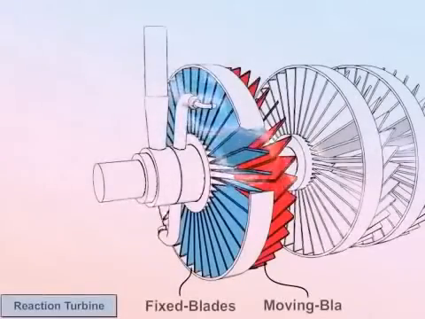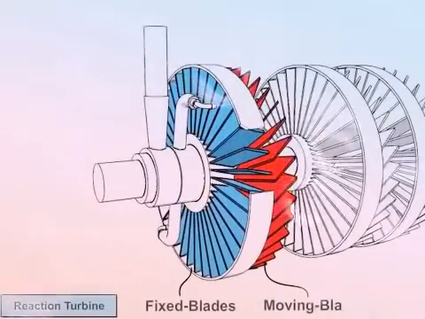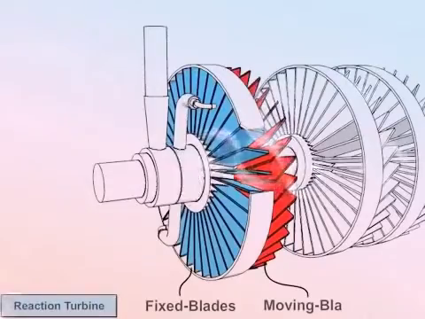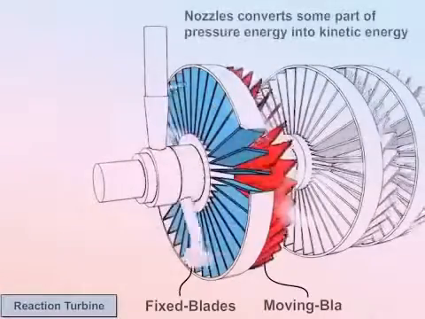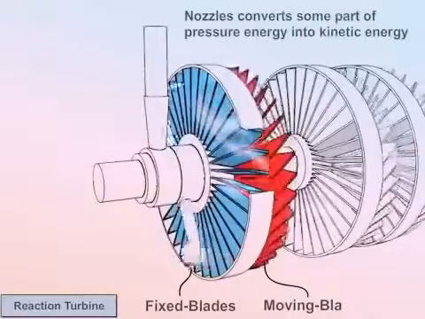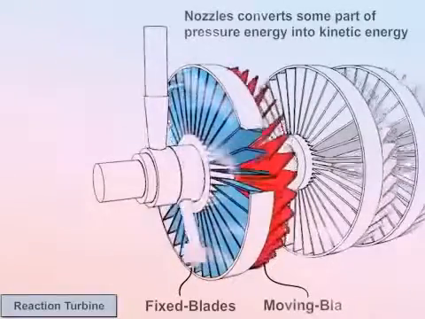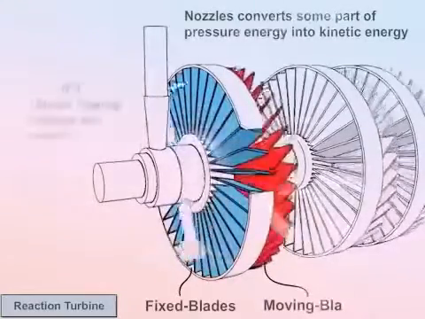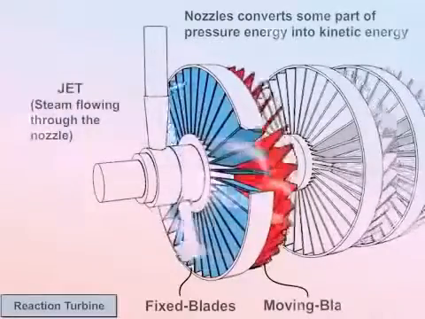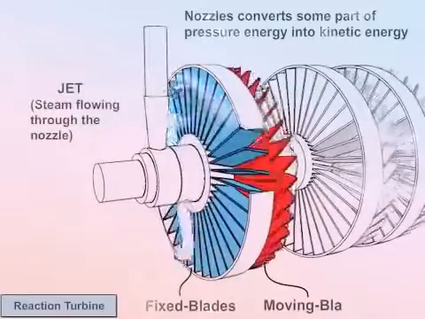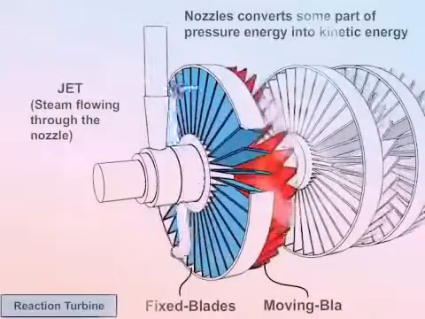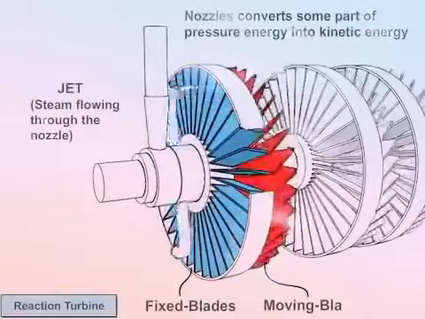Now, let us focus on the working of reaction turbine. In this turbine, the nozzles are attached with the guide wheel. These nozzles convert some part of the pressure energy into kinetic energy. The steam flowing through the nozzle is called a jet. This jet is passed through the moving blades with pressure and kinetic energy.